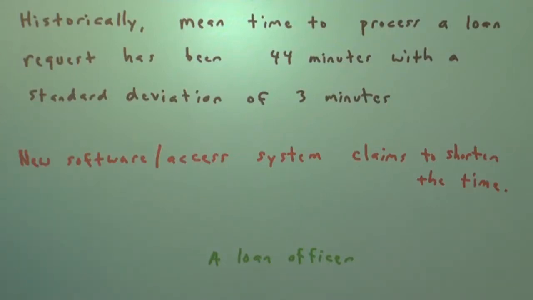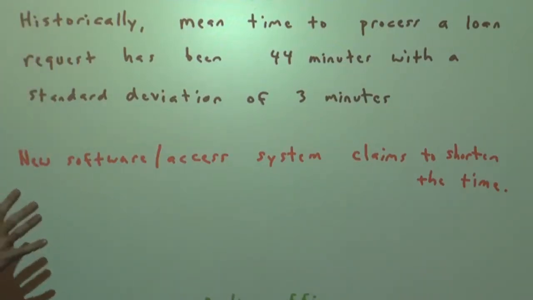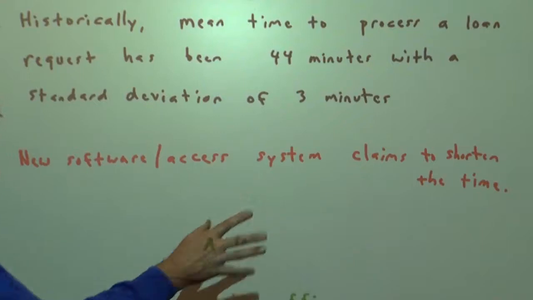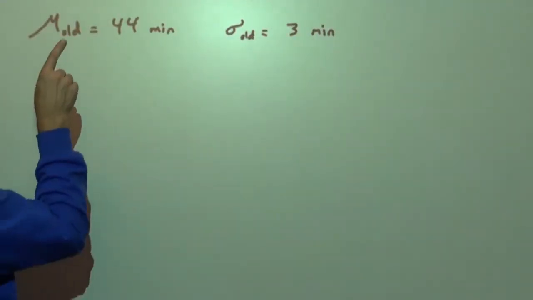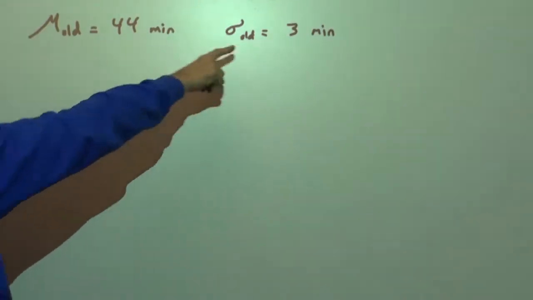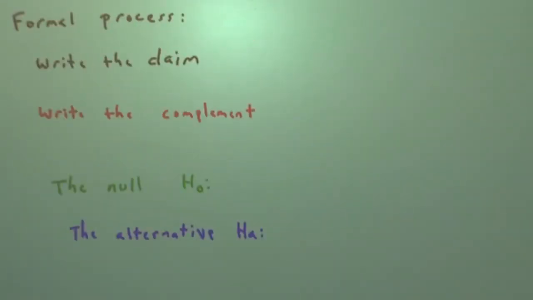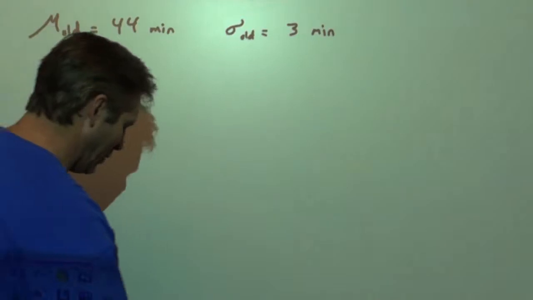A loan officer. Okay, so there's this new software access system that claims to shorten the time that it takes to process these loans. So the old mean we knew to be this and the standard deviation to be that. And the new mean, here's the deal.